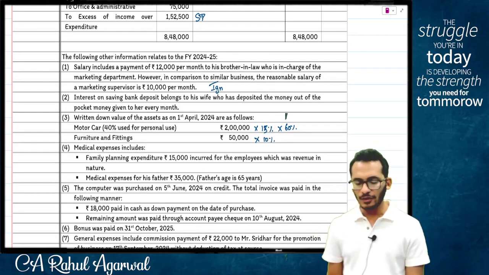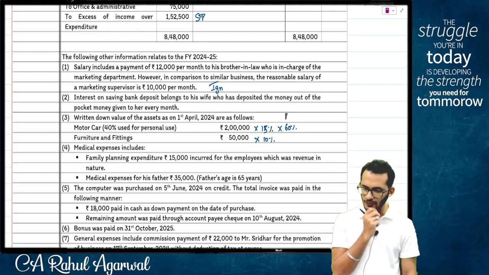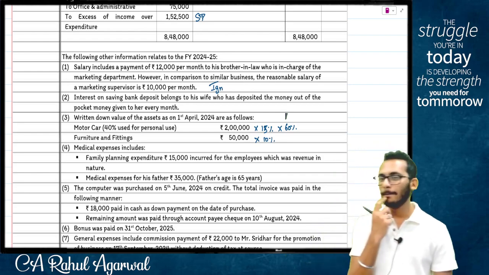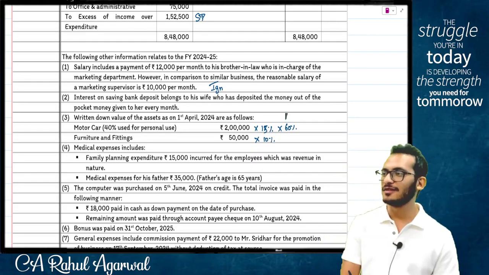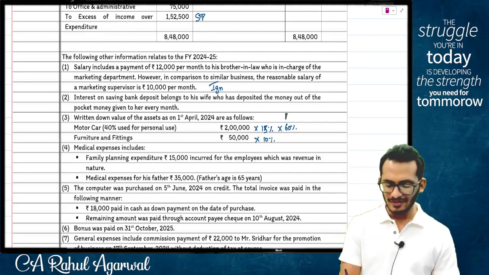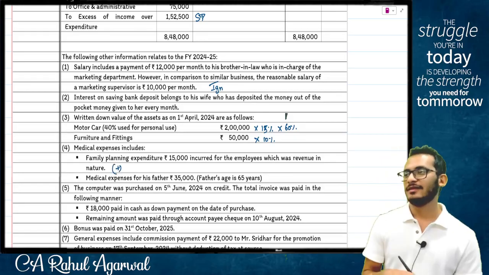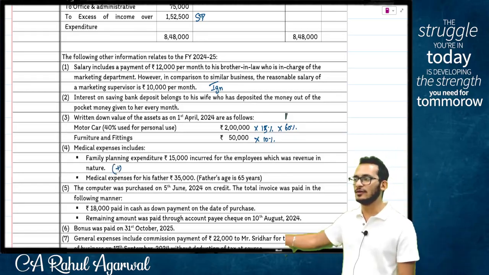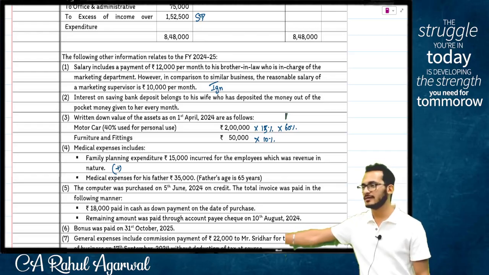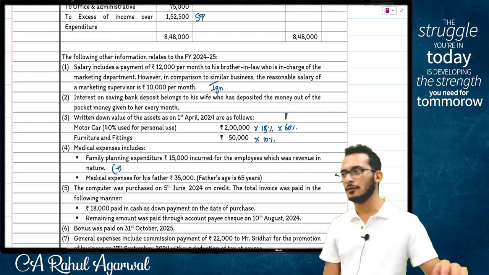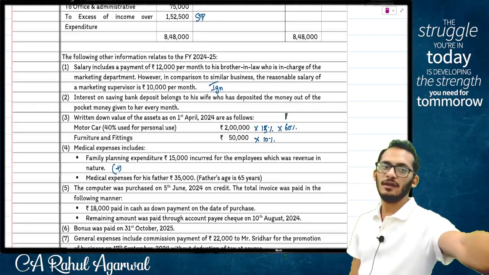Medical expenses are given to you. Family planning expenditure is 15,000 for employees who are revenue in nature. Disallowed fully because not allowed for individuals, allowed for companies. Allowed for companies. I told you when we wrote the book, when it comes to family planning expenses for CA Inter syllabus, it is fully disallowed. So you just had to disallow it.